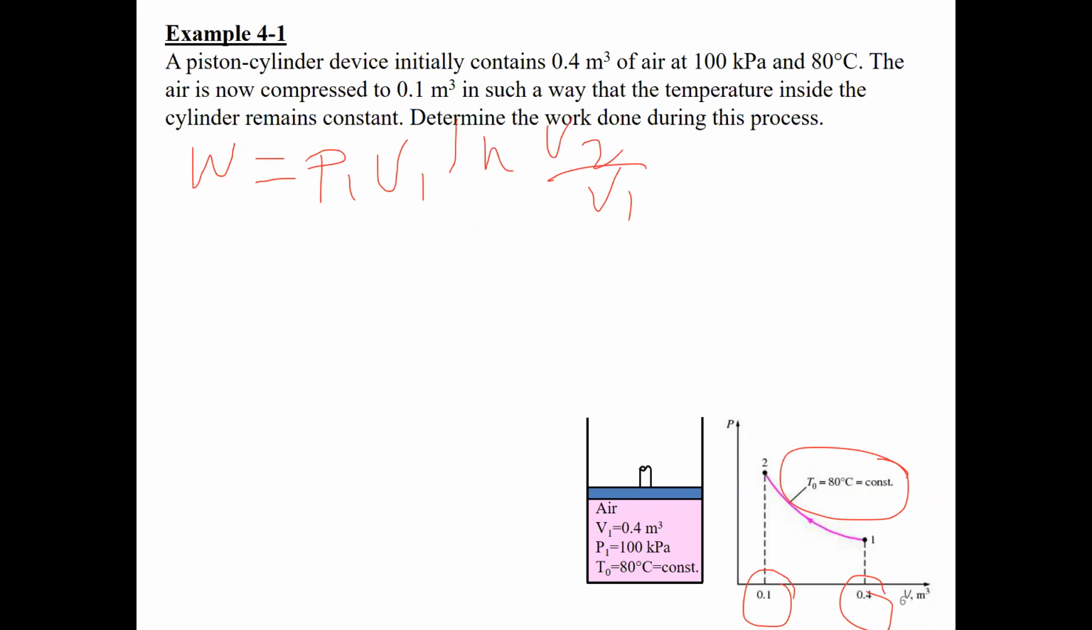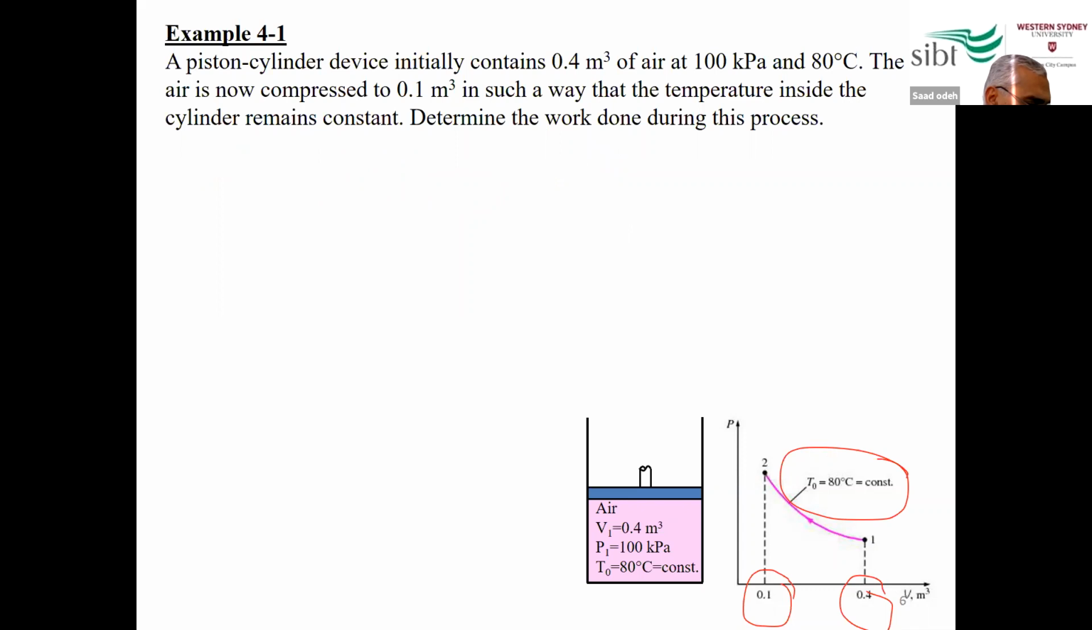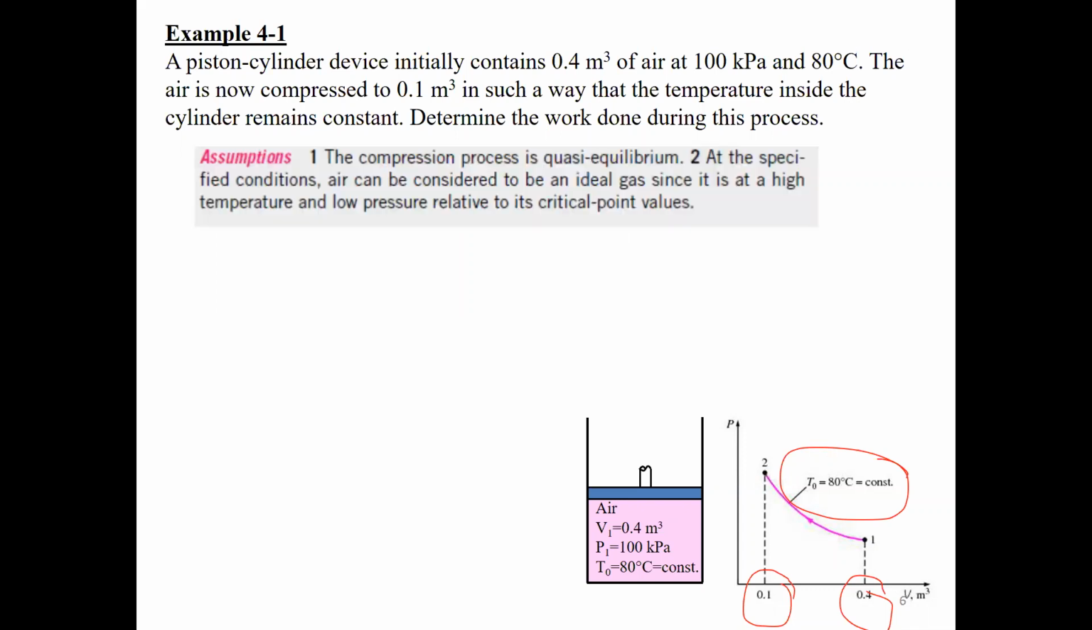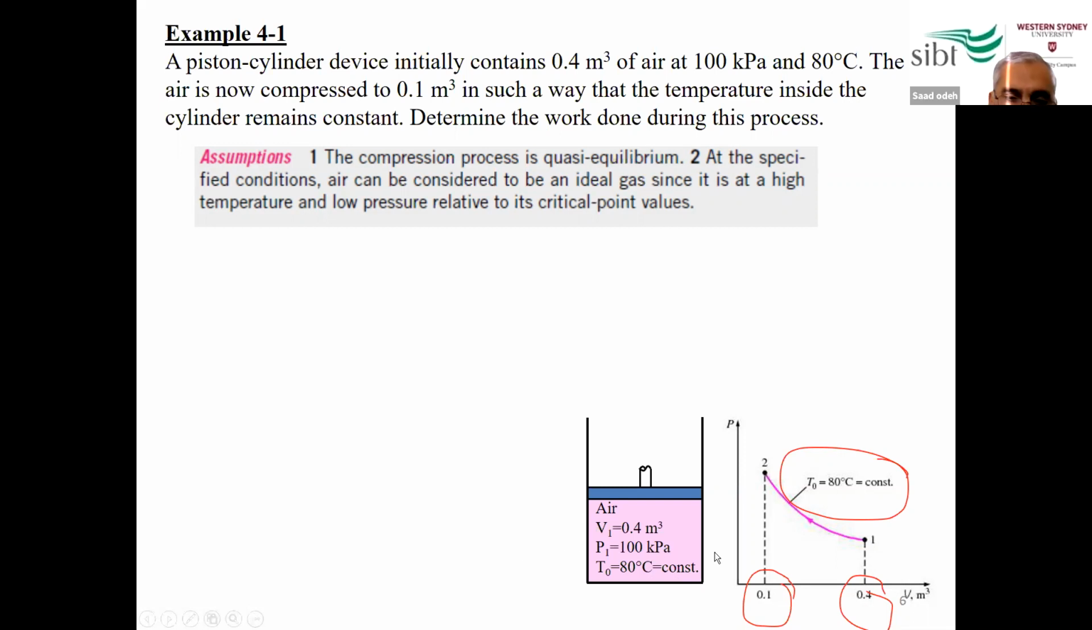Remember, the temperature must be in Kelvin. In any equation in thermodynamics, use Kelvin. Don't use Celsius because it gives you different values. So if you are using PV equals mRT, then T should be in Kelvin. So you have to add 273 to the 80.